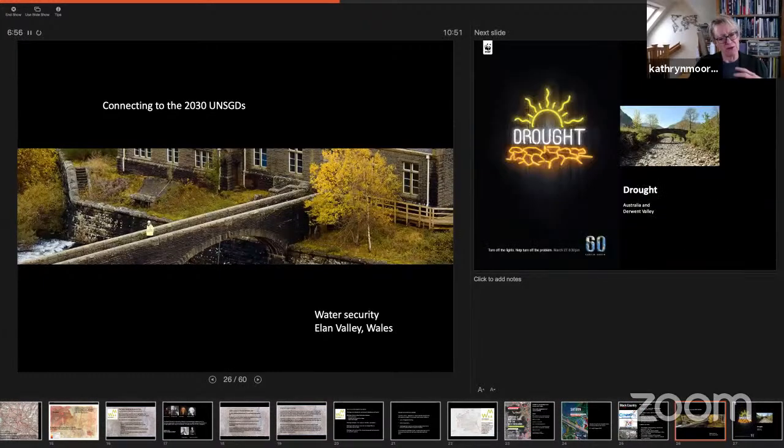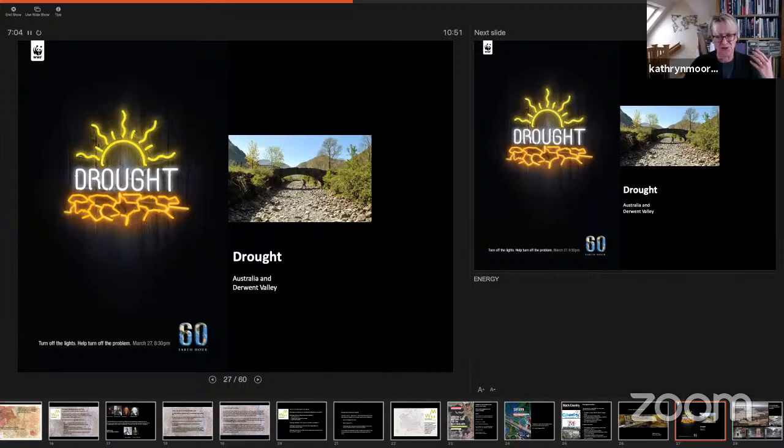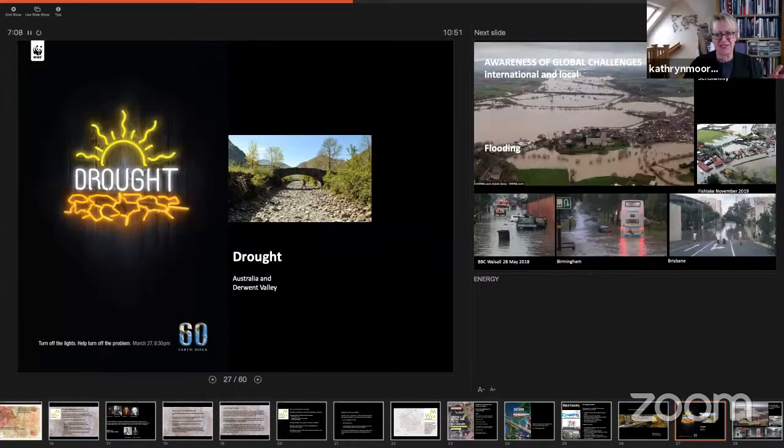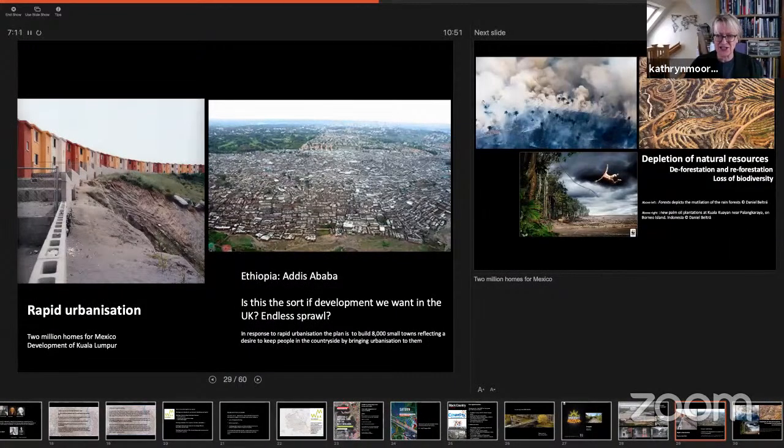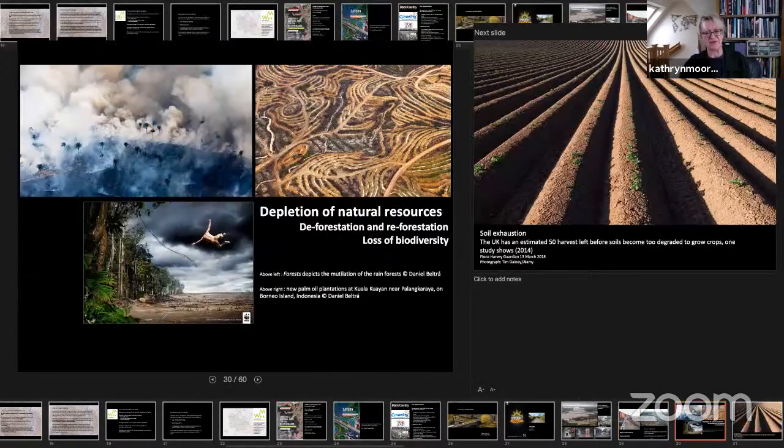All the time we're referring to the UN SDGs because landscape is actually vital to achieving nearly all of them. It has implication for nearly all of them. Water, we get all of our water from Wales. How do we deal with drought? How do we deal with flooding, urbanisation, and the depletion of natural resources?